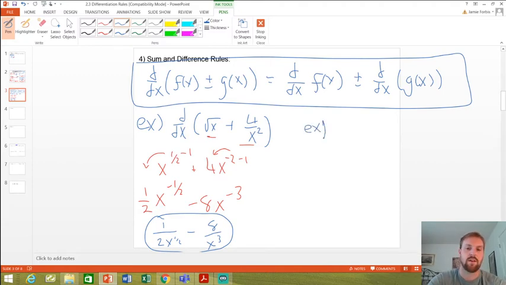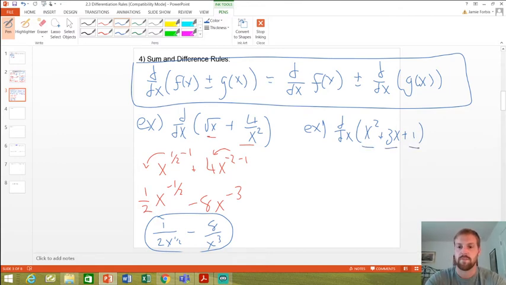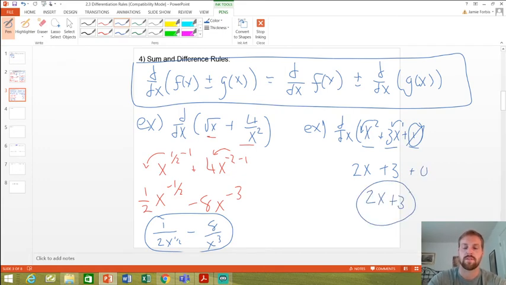Another example you can think of is, how about the derivative of x squared plus 3x plus 1, just taking the derivative of a quadratic trinomial. I can do the power rule for each of these. For x squared, bring down the power, it's 2x. For 3x, it's a power of 1, so you bring down and multiply, that's just going to be 3. And this goes x to the 0 power, which just goes away. And the derivative of 1 is just 0. So my final answer is 2x plus 3.